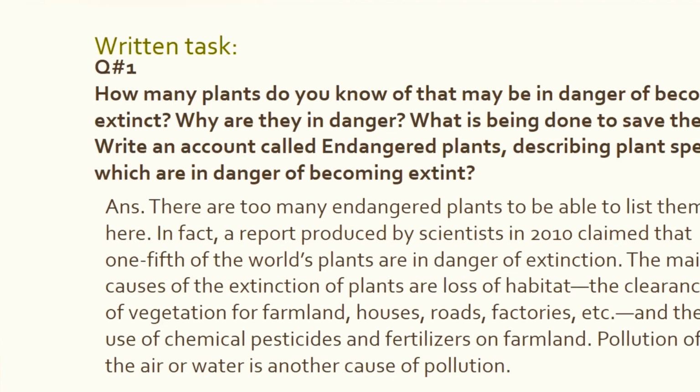There are too many endangered plants to be able to list them here. In fact, a report produced by scientists in 2010 claimed that one fifth of the world's plants are in danger of extinction. The main causes of the extinction of plants are loss of habitat, the clearance of vegetation for farmland, houses, roads, factories, etc., and the use of chemical pesticides and fertilizers on the farmland. Pollution of the air or water is another cause of extinction. Okay.